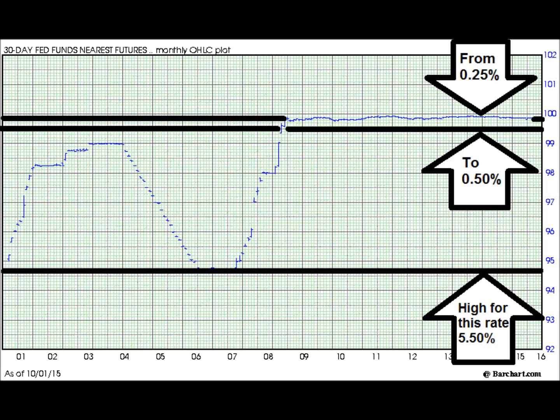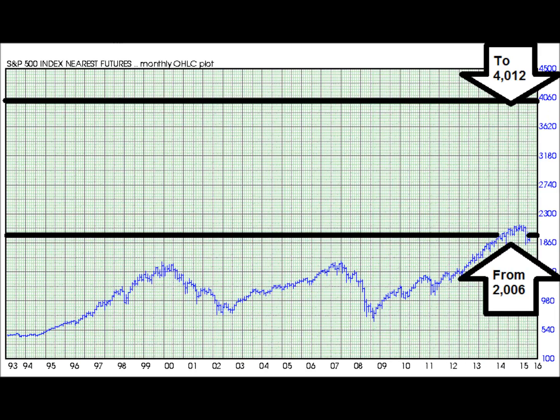What do you think has the highest return on risk with the greatest probability of occurring? The top end of the Fed funds target range moving from its current historic low of 0.25% up to 0.5%, or within 90% of its 15-year high of 5.5%, for an appreciation in contract value of 100%, or the Standard & Poor 500 moving from its current level of 2006, taking out its old record high of 2,118 and moving all the way up to 4,012 for the same 100% appreciation in contract value.